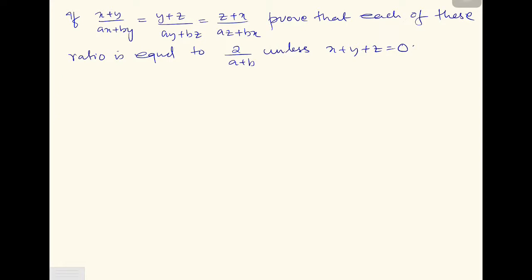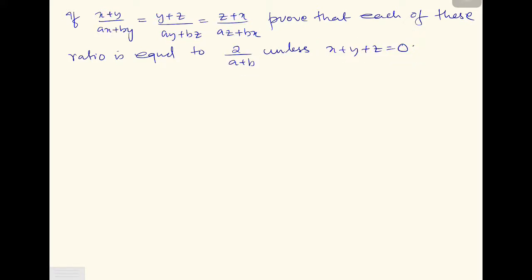So let's start. If x plus y divided by ax plus by equals y plus z divided by ay plus bz and z plus x divided by az plus bx, prove that each of these ratios is equal to 2 divided by a plus b, unless x plus y plus z equals 0. Unless this happens, otherwise they are equal to 2 divided by a plus b. So let us start. So how do we start this sum?